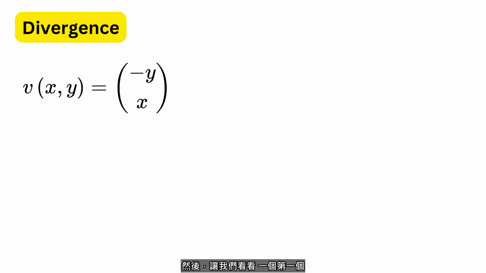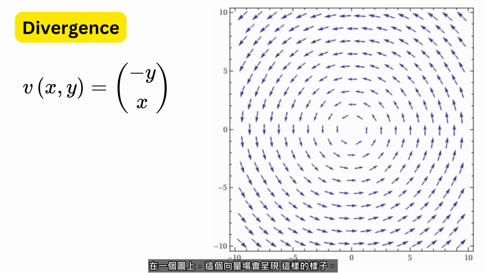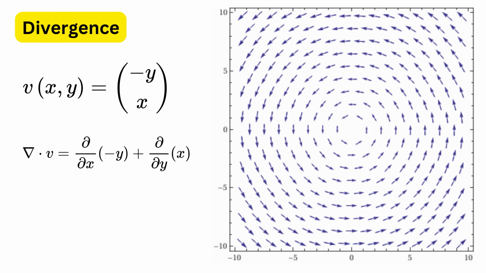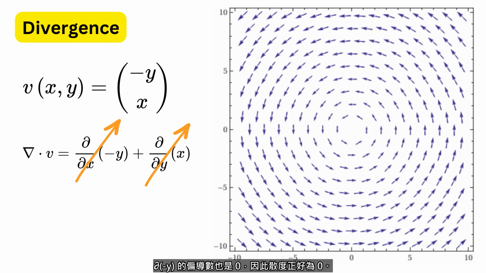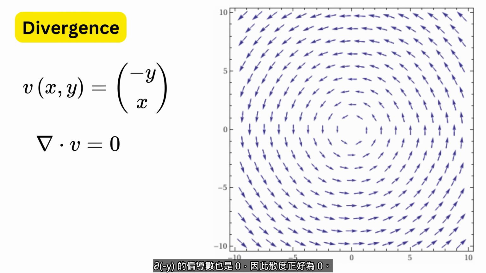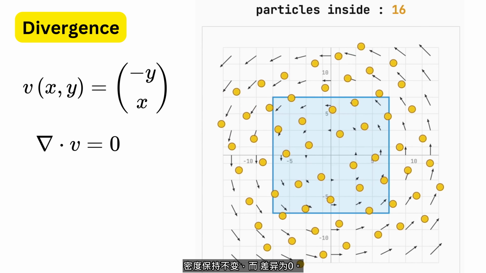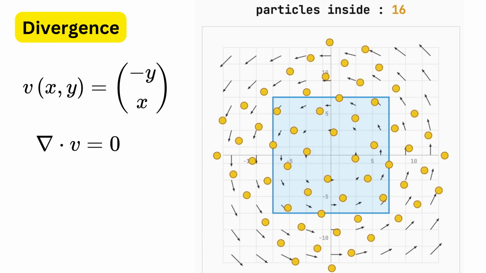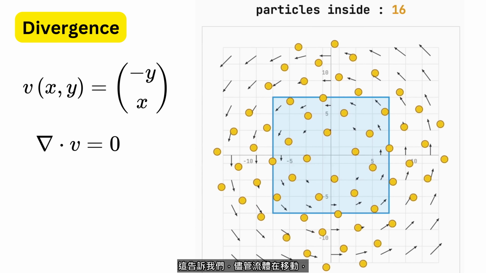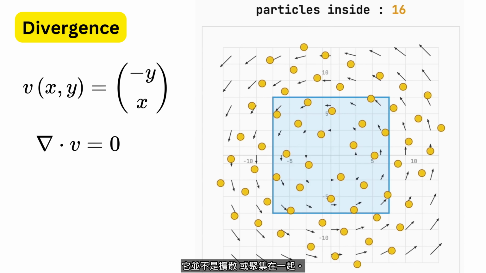Then let us look at a field where the first entry is minus y, and the second entry is x. On a graph, this vector field will look like this. The partial derivative of minus y with respect to x is 0, and the partial derivative of x with respect to y is also 0, so the divergence is exactly 0. In this scenario, the fluid is simply rotating in a circle. If the number of particles entering the region equals the number leaving, the density stays the same, and the divergence is 0. This tells us that even though the fluid is moving, it is not spreading out or packing together.